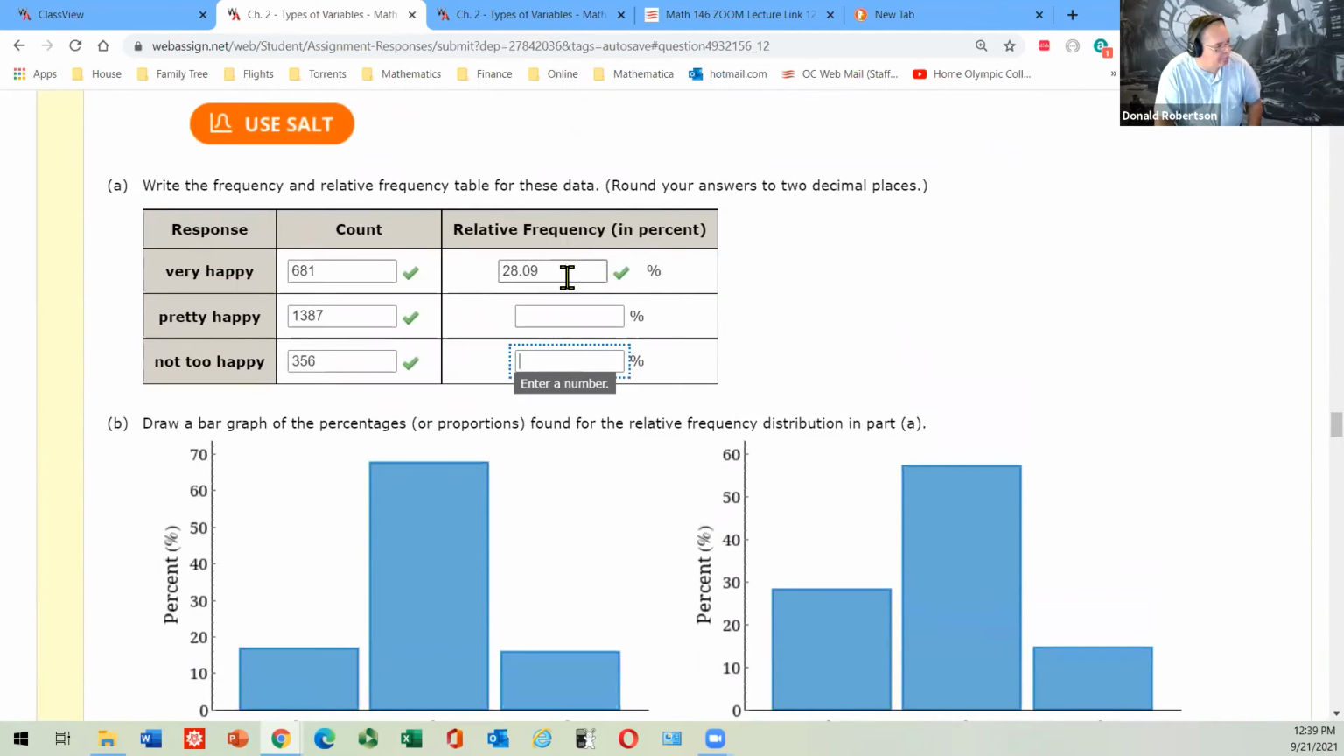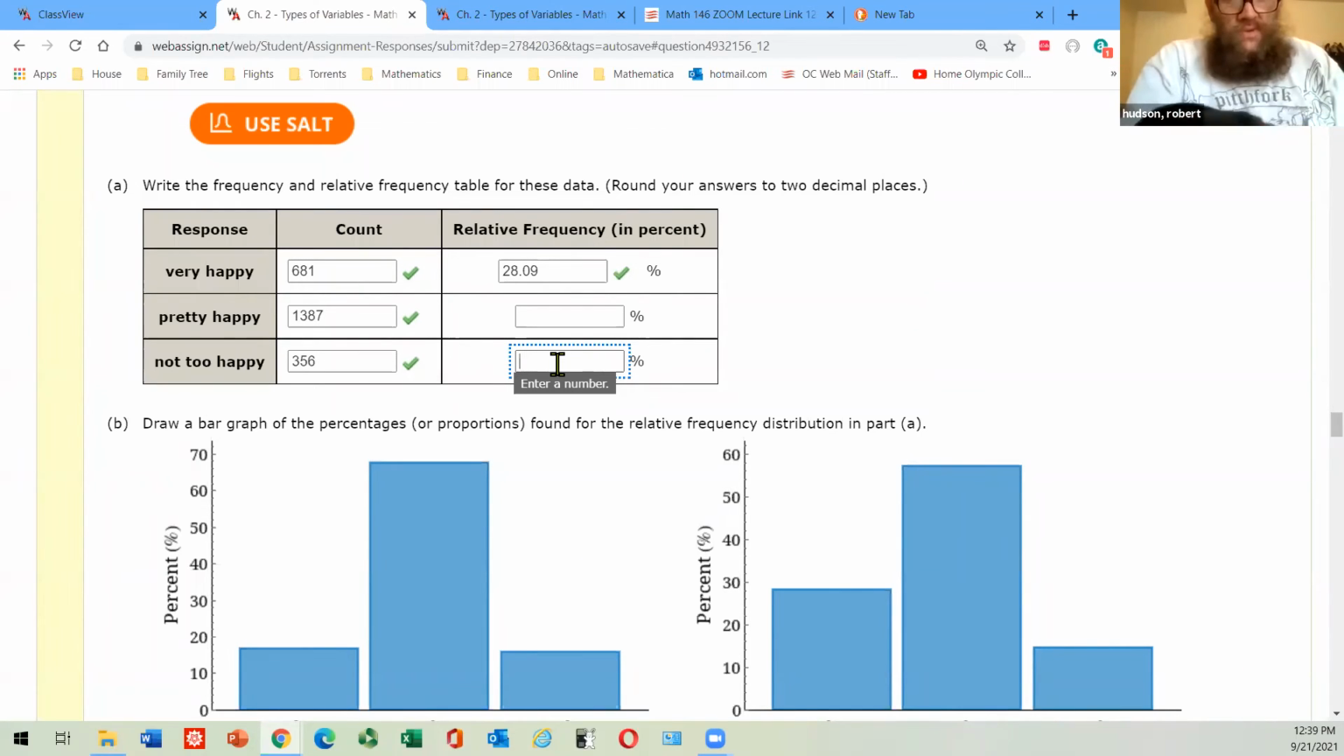A little trick. If you do these 3 guys, what should they add up to if you did it right? Yes, I saw somebody going like that. Shouldn't they add up to 100%? Yes, they should.